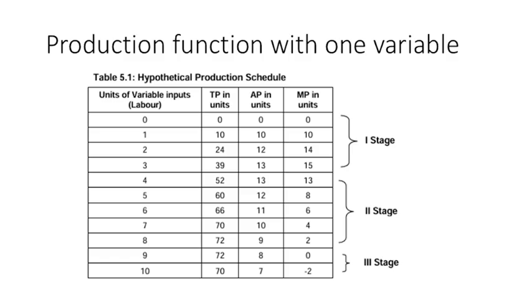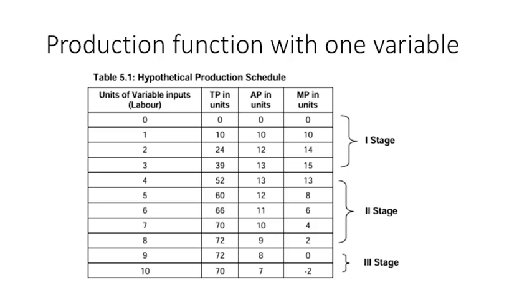From this figure we can see there are three stages of the production function. The first stage is known as the law of increasing returns. The second stage is known as the law of diminishing returns, and the third stage is known as the law of decreasing returns.